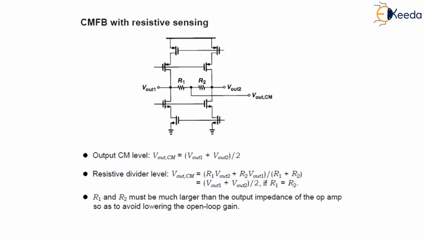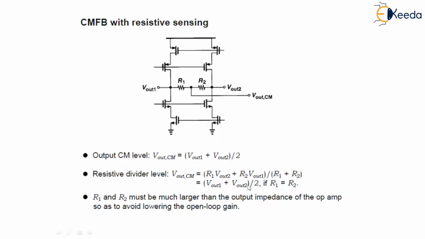Now Vout CM, that is Vout common mode, is given as (Vout1 + Vout2)/2, where Vout1 and Vout2 are the single-ended outputs. Now we employ a resistor divider as shown in this figure. Vout CM equals (R1 Vout2 + R2 Vout1)/(R1 + R2), as can be seen written over here. That is the resistor divider level.